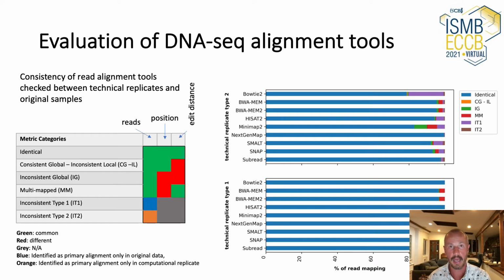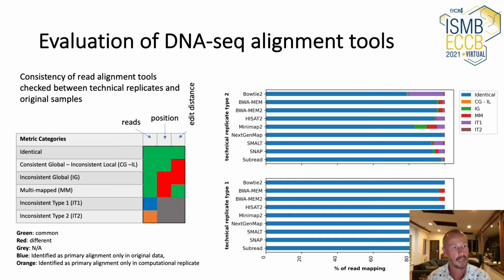As we try to evaluate the consistency, we look at a couple of things. We look at the reads which are identical; by identical we mean they map to the same position and the way they're mapped is the same. Then we talk about consistent global and inconsistent local, meaning the global position is the same, however the local alignment is different, and we measure the local alignment by looking at the edit distance. Then we have inconsistent global, meaning the reads are mapped to different positions as well as different edit distance.